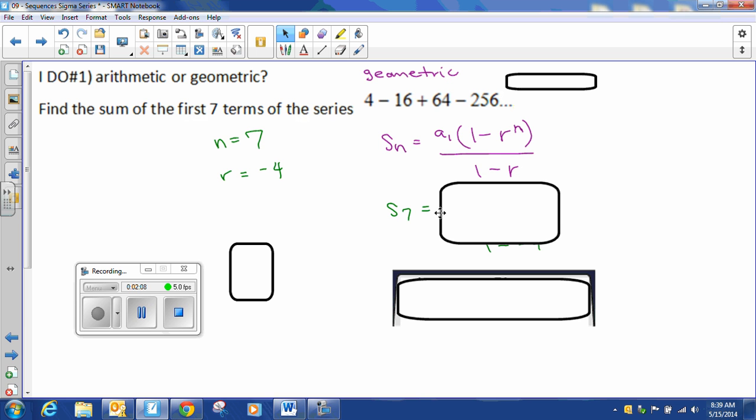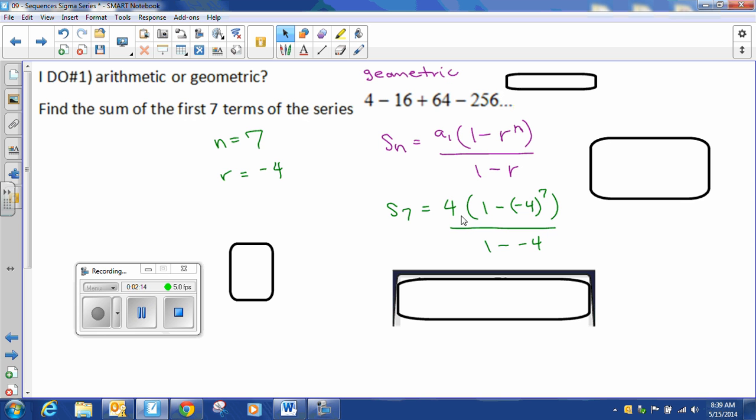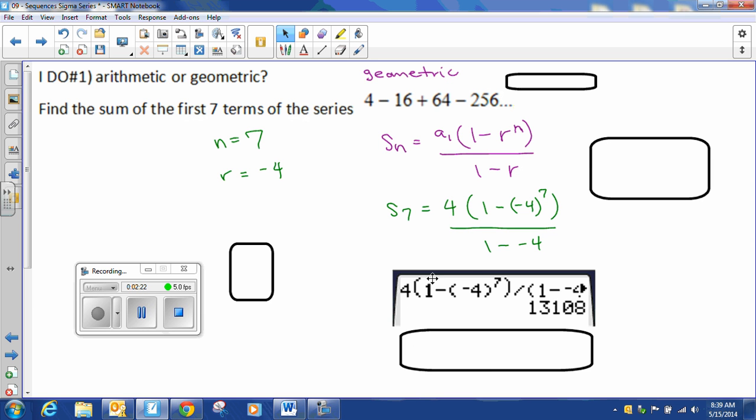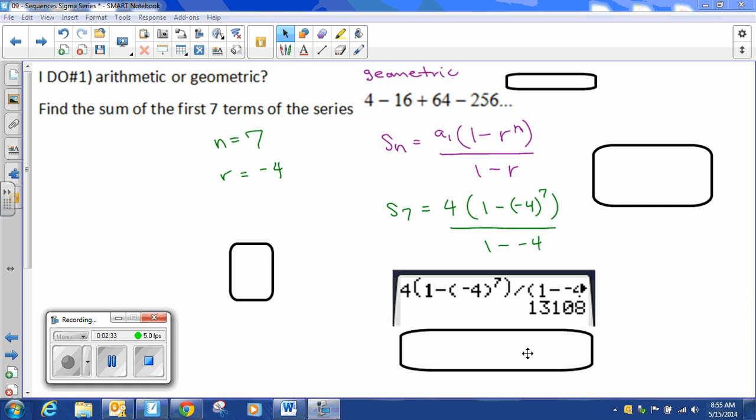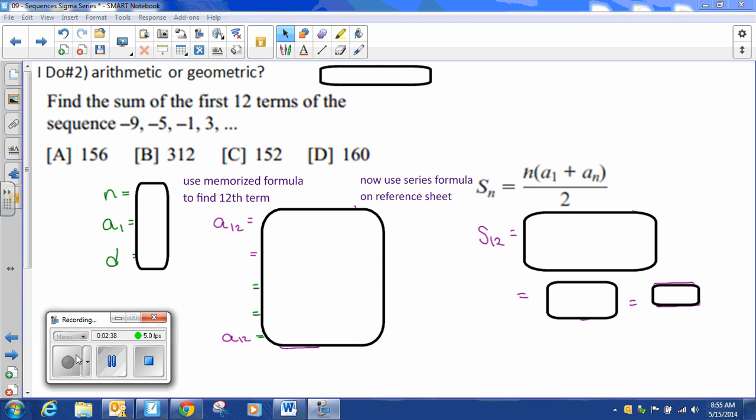and we're going to add the first 7 terms together, so n equals 7. So we take our formula that's provided on the reference sheet, plug all the values in very carefully, and then even more carefully put them into the calculator. As you can see, use those parentheses. Anytime you have a negative number, put parentheses around it, especially when you're bringing it to a power. And as you can see, the final answer is 13,108.